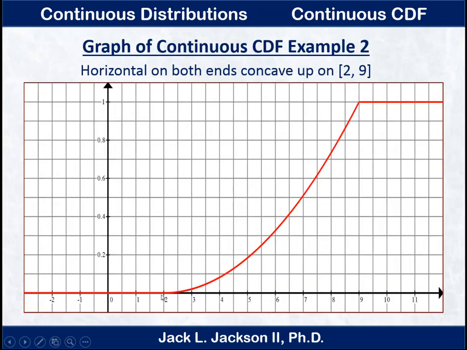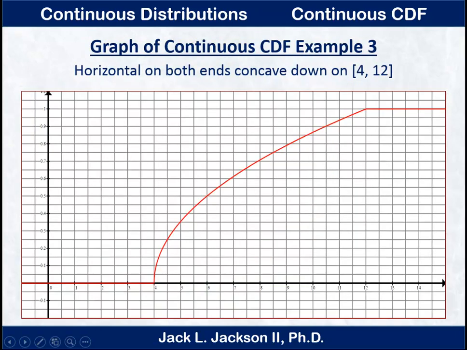There are other ways it could increase, in a concave up fashion. This one is 1 to the right of 9 and 0 to the left of 2, and it increases in a concave up way between 2 and 9, but it's still increasing from 0 to 1. Now the next one is going to increase, but it's concave down. Again, this one is 0 on the left and 1 on the right, 1 to the right of 12 and 0 to the left of 4, and in between it increases from 0 to 1.